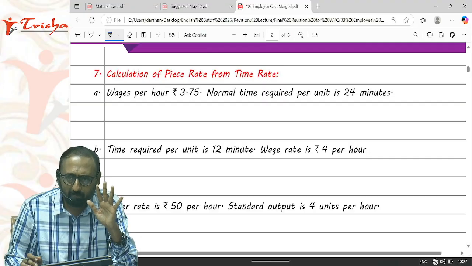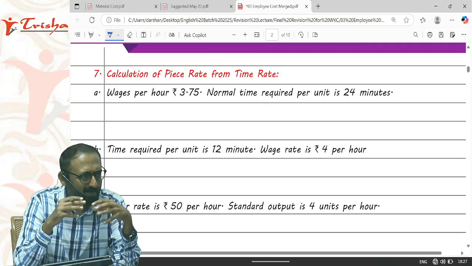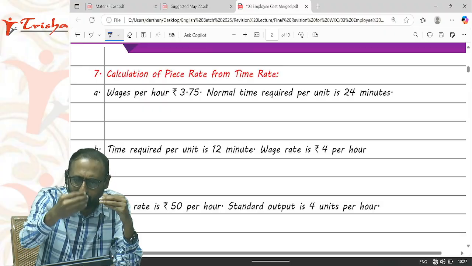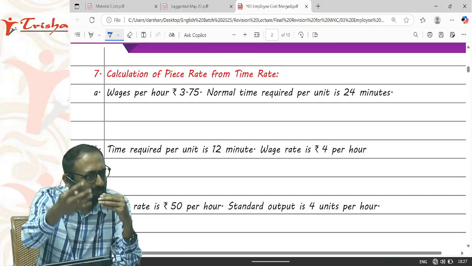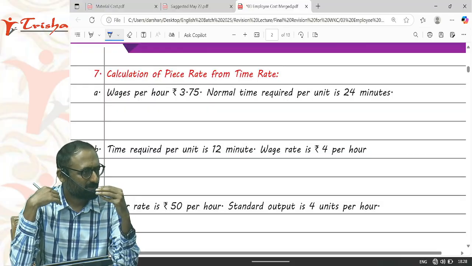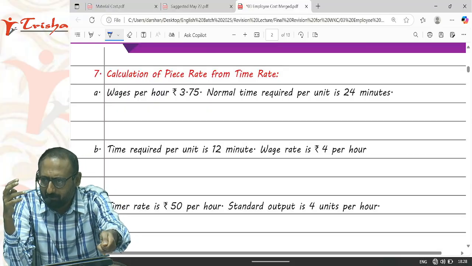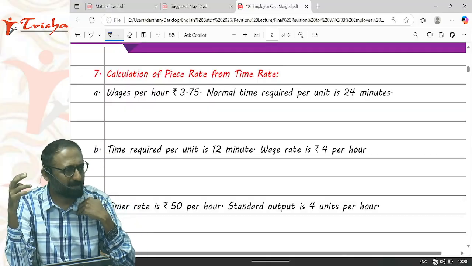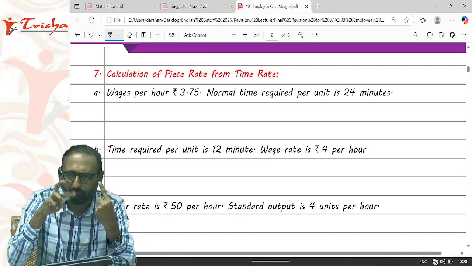Now, boys and girls, remember one important thing. There is a barter system. What is a barter system? I told you in class, there is a barter system. You are paying the worker wages per hour, and that worker is giving some units to you. So you'll have to check how much you paid to that worker and how many units were produced by that worker and given to you. So this is a barter system. Remember this to calculate piece rate from the time rate.